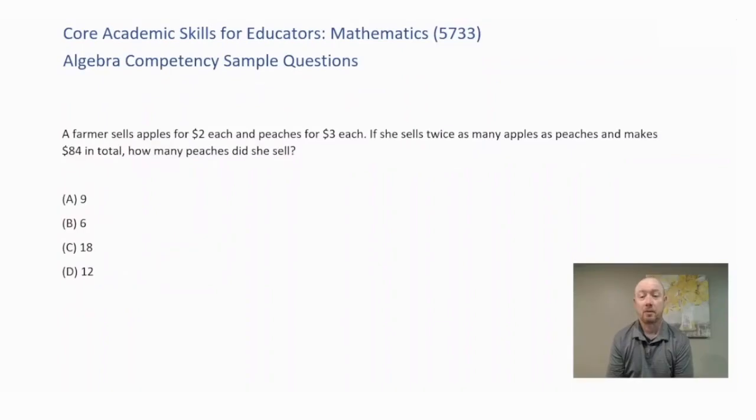A farmer sells apples for $2 each and peaches for $3 each. If she sells twice as many apples as peaches and makes $84 in total, how many peaches did she sell? A, 9, B, 6, C, 18, or D, 12?